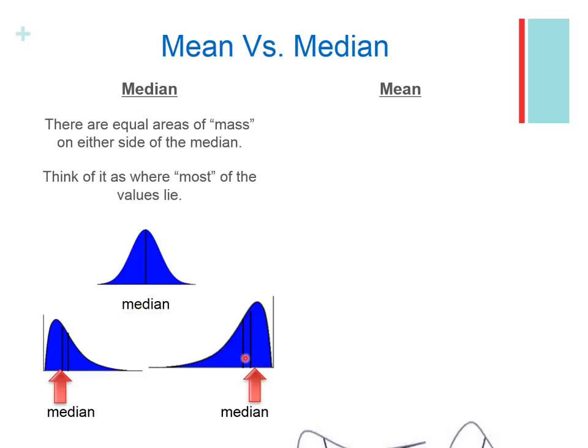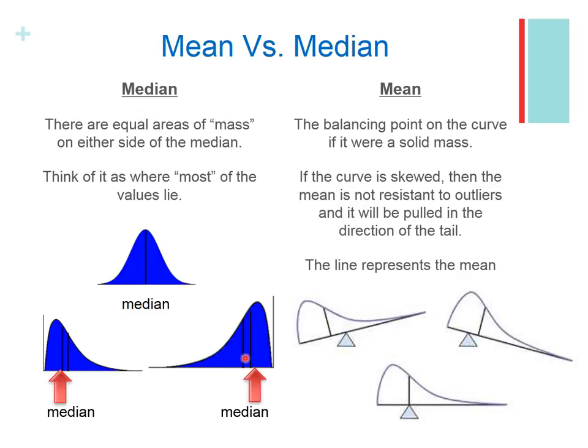How is that different than the mean? Remember that the mean is our balancing point. So think of your seesaw. How am I going to average it or balance the weight out on a seesaw? It's the balancing point as if it were a solid mass. If the curve is skewed, then the mean, remember, is not resistant to outliers. So if we look over here, the mean is pulled towards that skew. So it's going to change. It's going to make the mean lower than what it actually is. It's not necessarily a good measure of center. It's going to be pulled in the direction of the tail.